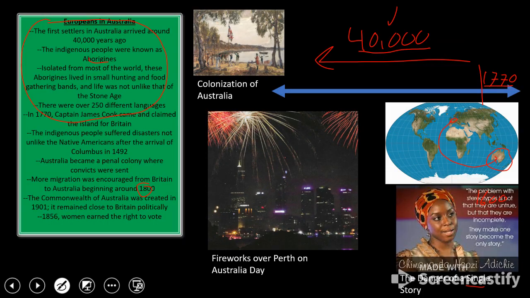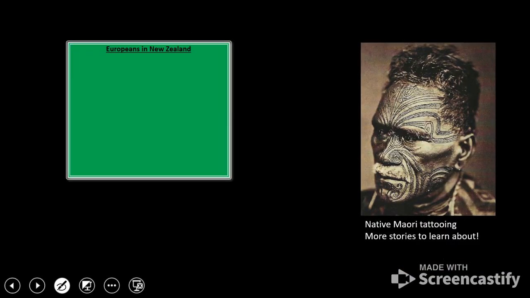Australia Day is celebrated, I forget what day, but here's fireworks over Perth on Australia Day when it became independent. But the textbook poses the question, what does Independence Day mean to somebody who has Aboriginal ancestry in Australia? It's something to contemplate, just the way that Native American groups would in the United States on the 4th of July.